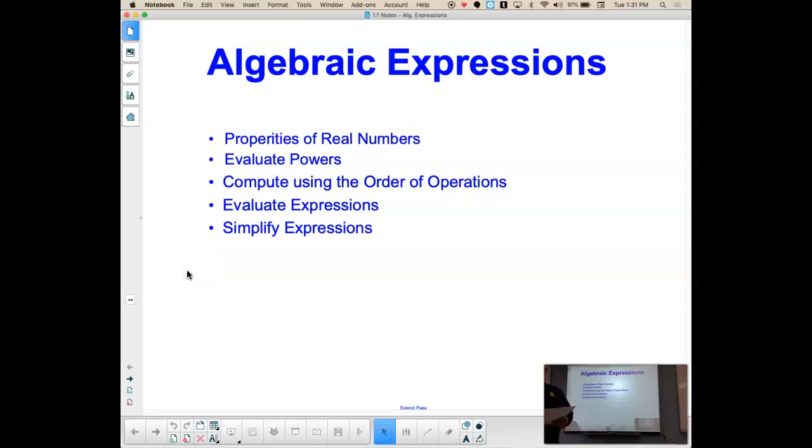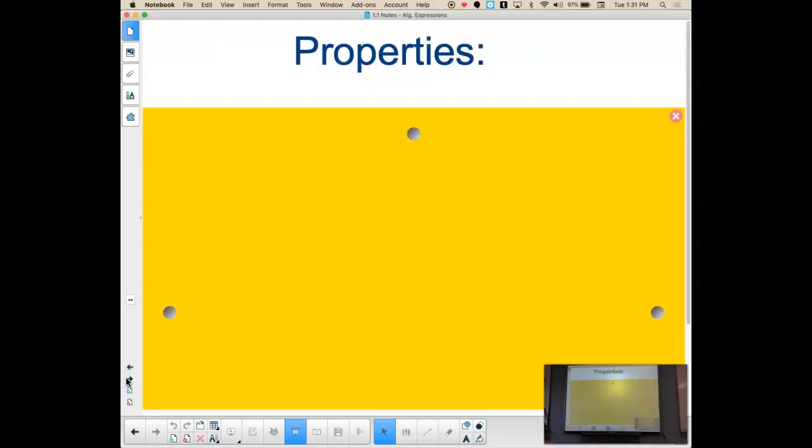All right. So today what I want to talk about is some algebraic expressions, properties, that kind of thing. Quick review, and then you can get going on some of the stuff that we have going on today. Okay? So there are a lot of properties out there in math.